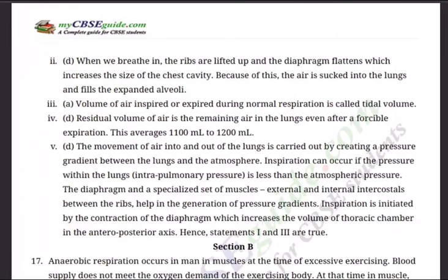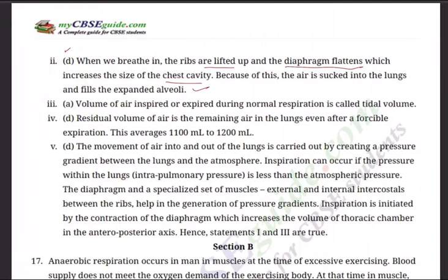And question 2. Air is sucked into the lungs by, when we breathe in, the ribs are lifted up, and as a result, diaphragm flattens, which increases the size of the chest cavity. Because of this, air is sucked into the lungs and fills the expanded alveoli. So answer has to be D.